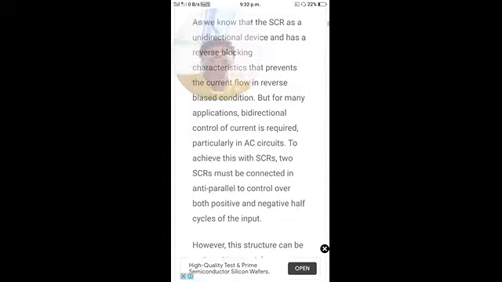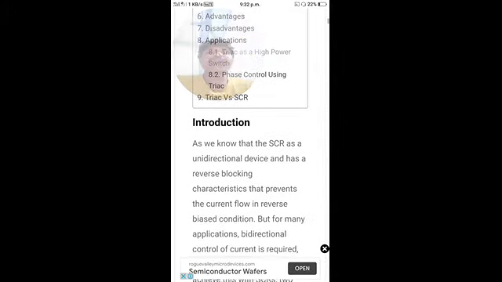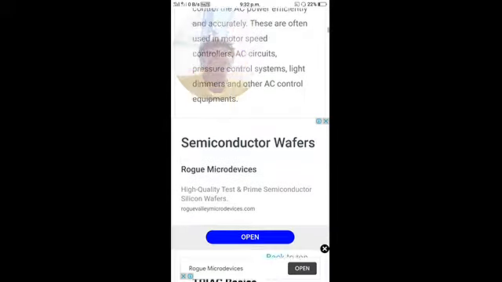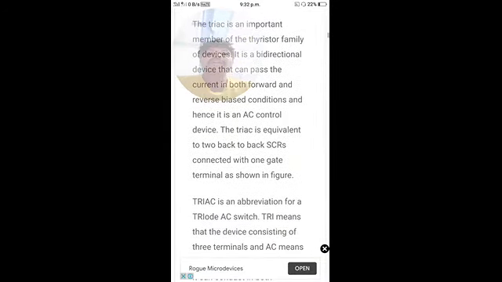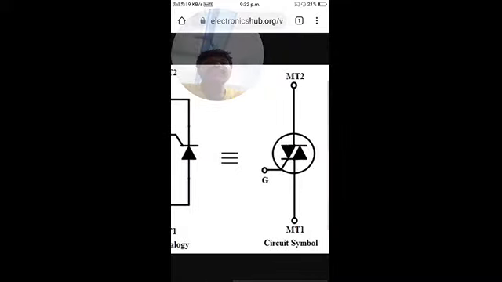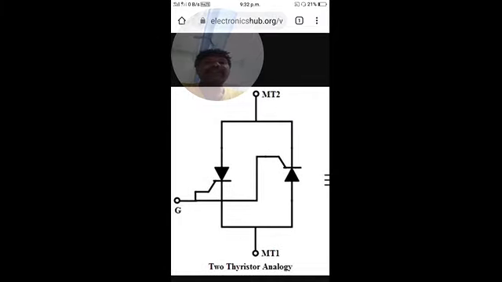So coming to the construction, the triac is a three terminal bidirectional conducting device. The three terminals of triac are... let us see first the symbol of the triac. The symbol of the triac is similar to the diac, with an extra terminal, the gate terminal. So this is the schematic of the triac.